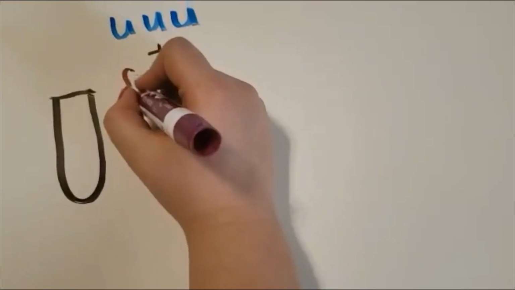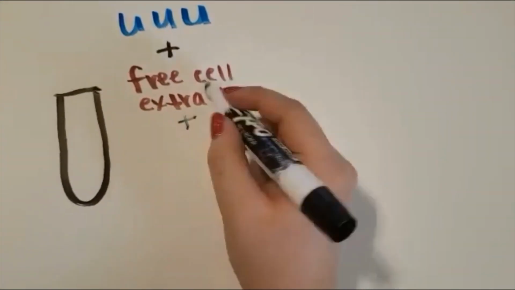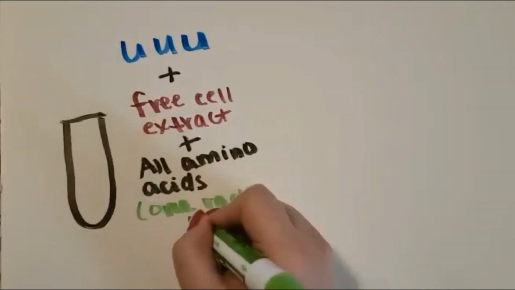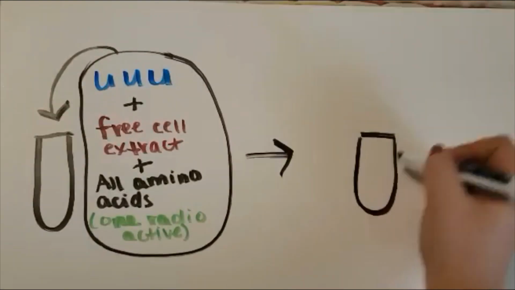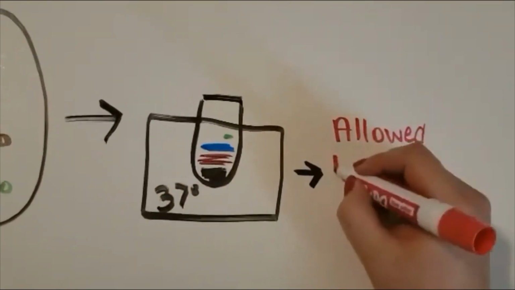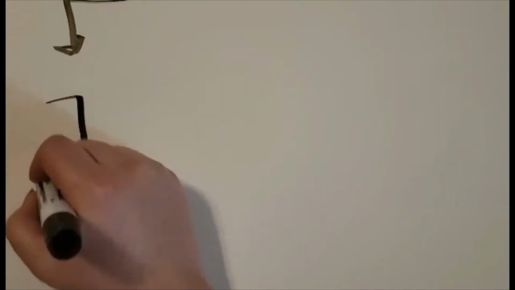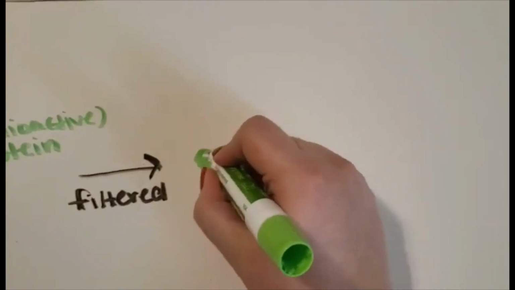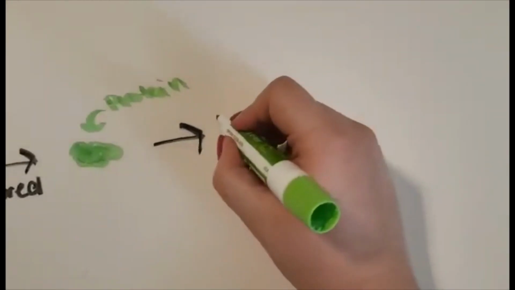Let's imagine doing this with a poly-U codon. First, the poly-U, cell-free extract, and all amino acids were added into a test tube. Next, they were incubated and translation occurred. Once translation was complete, a protein precipitate was formed. The protein was then filtered and checked for radioactivity. If the protein was radioactive, then the codon coded for the original amino acid that was labeled radioactive.